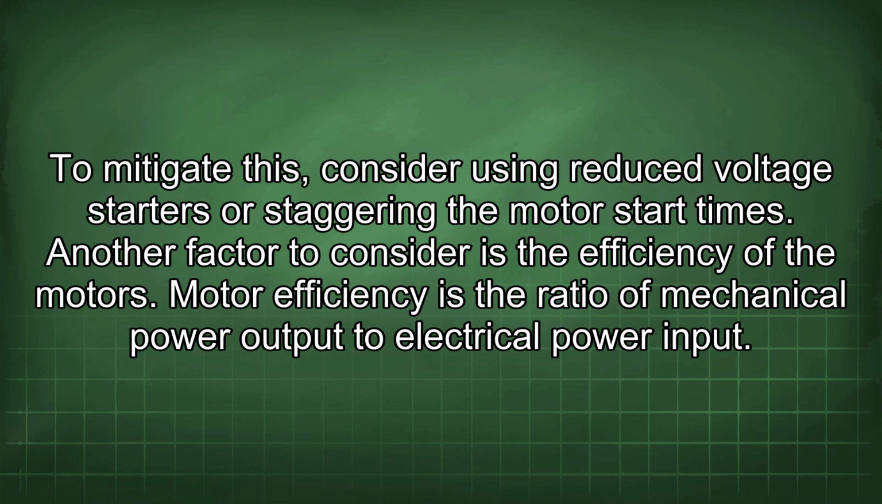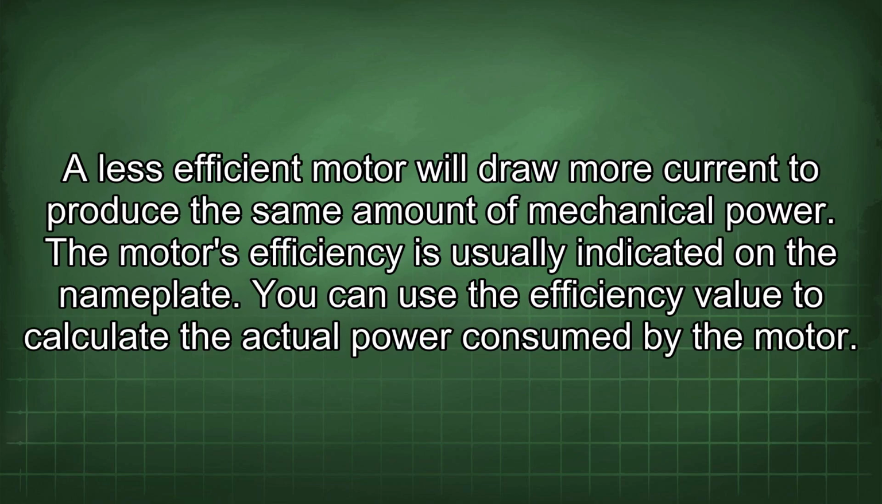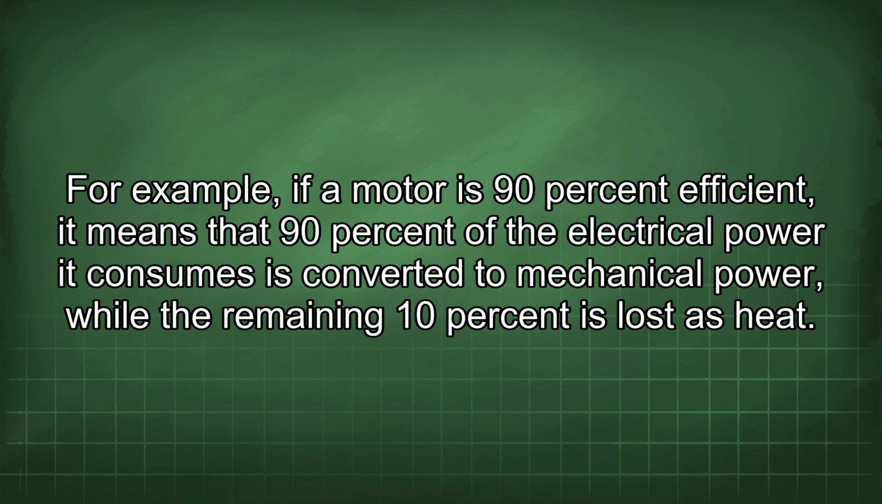Another factor to consider is the efficiency of the motors. Motor efficiency is the ratio of mechanical power output to electrical power input. A less efficient motor will draw more current to produce the same amount of mechanical power. The motor's efficiency is usually indicated on the nameplate. You can use the efficiency value to calculate the actual power consumed by the motor. For example, if a motor is 90% efficient, it means that 90% of the electrical power it consumes is converted to mechanical power, while the remaining 10% is lost as heat.